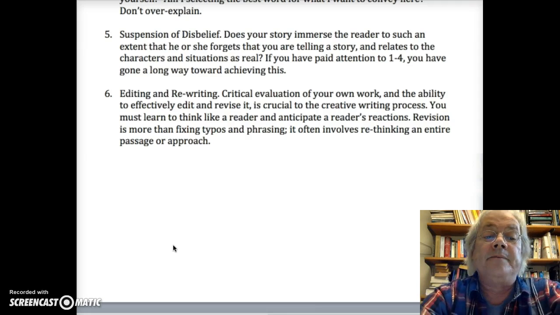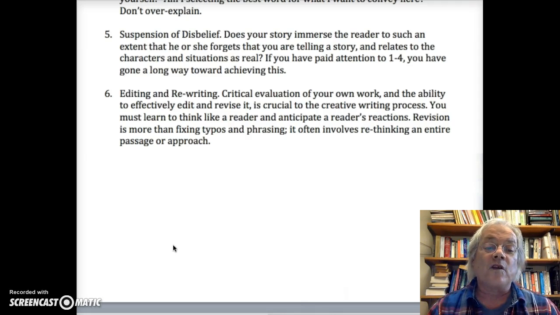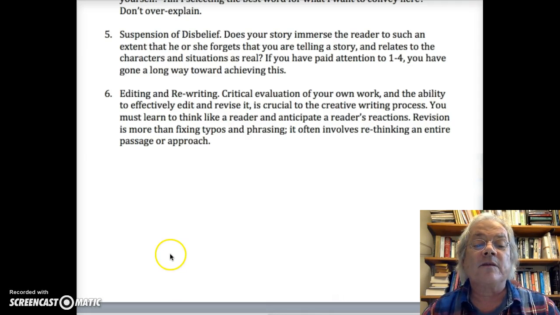So start with a compelling character, add a compelling situation, give the audience a reason to care, and look for a discussion posted on the class site where you can post, let's say the first page or two of a story, and get feedback from your teacher and your peers. So that should give you something to start with.